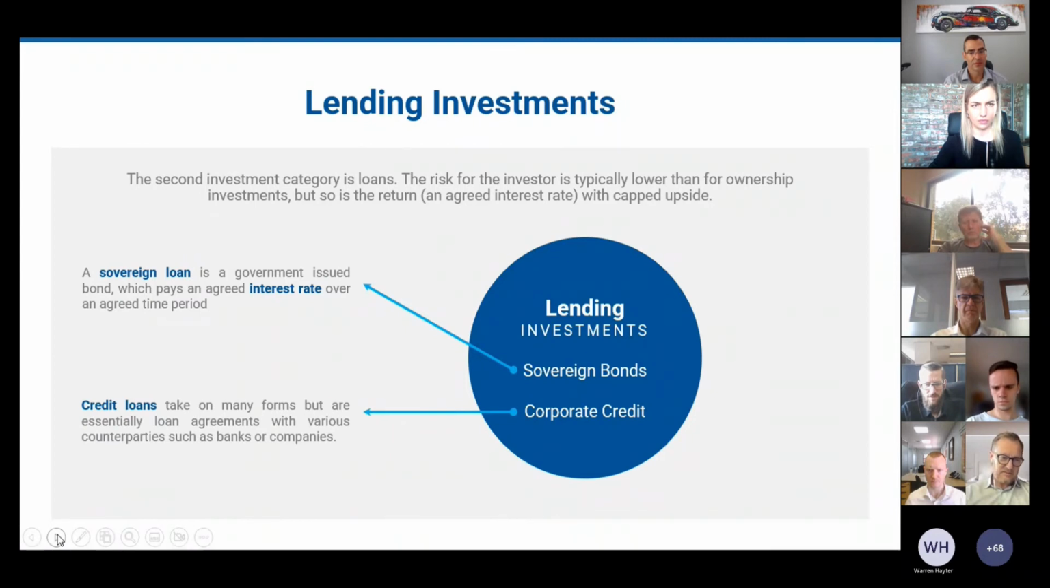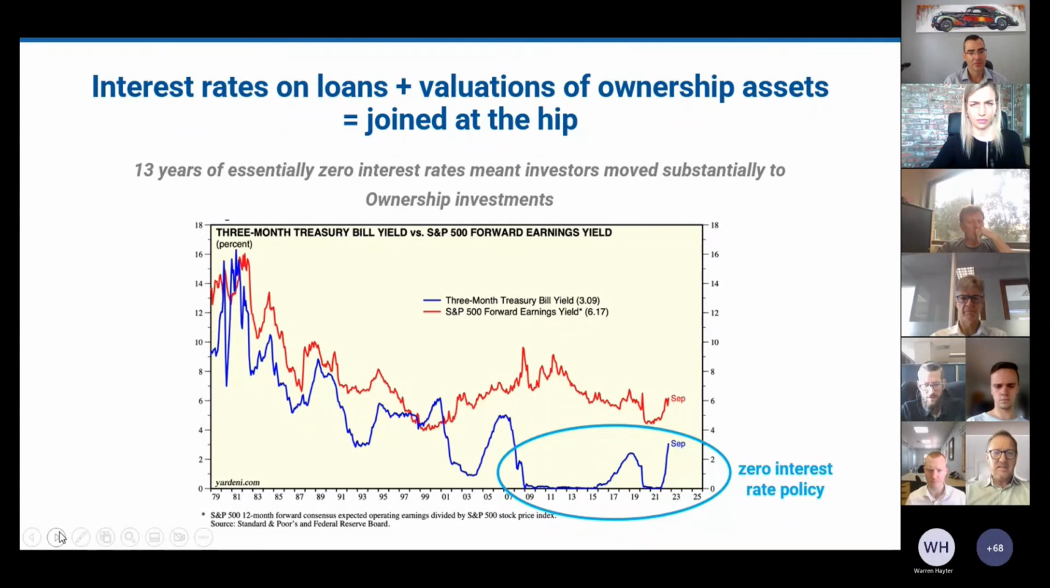So these are two forms of investments, but what is very important, if we move to the next slide, is that interest rates on the loan investments and the valuation of the ownership investments or ownership assets are joined at the hip. And this chart here tries to demonstrate a degree of that, because really what we've had in terms of the joining at the hip of these two assets is the scenario where for 13 years at least, and it actually even extends back, but definitely for the 13 years, we've moved into a situation of zero interest rates.